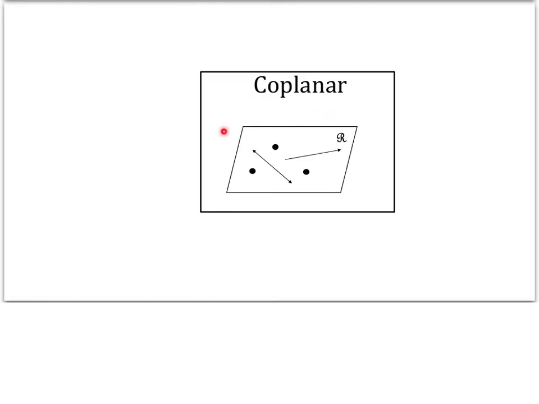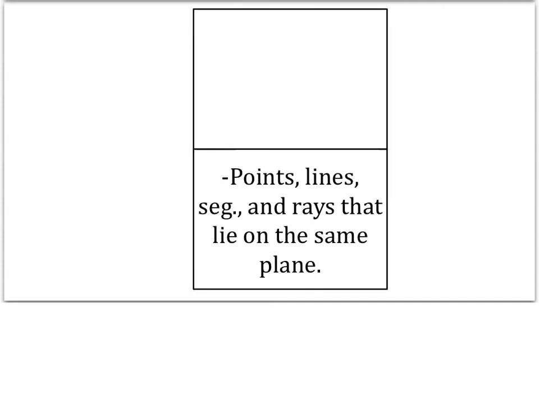Coplanar. This is again a plane, and we can have points that are coplanar, rays that are coplanar, lines that are coplanar, and segments that are coplanar. So as I said before, we can have coplanar points, coplanar lines, coplanar segments, and coplanar rays. And what that means is that they lie on the same plane.